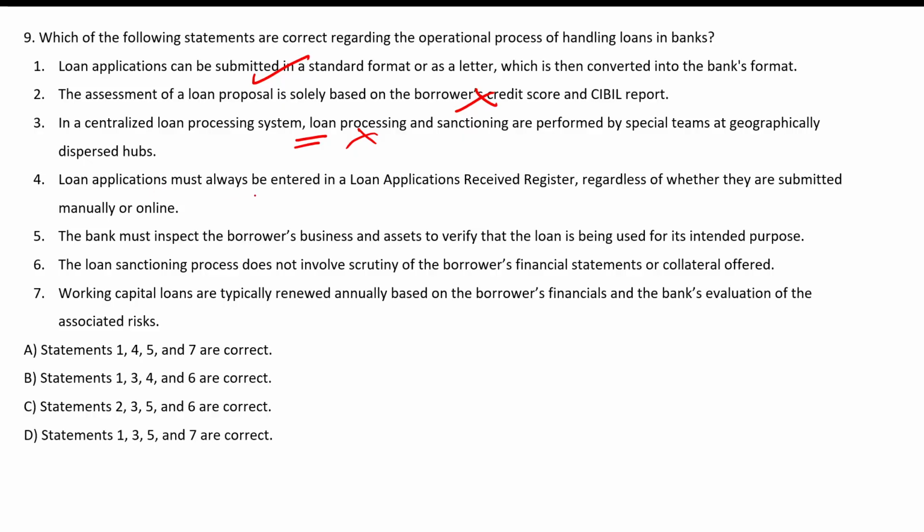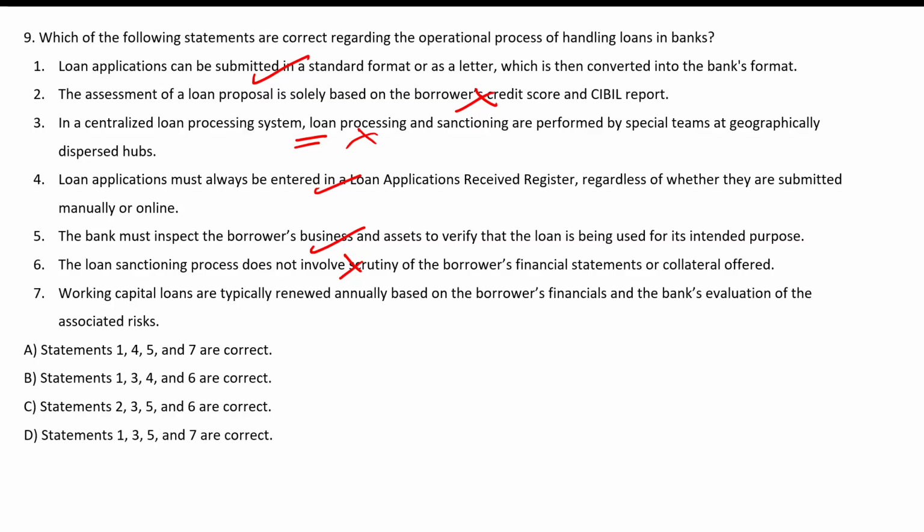Loan application must always be entered into loan application received register regardless of whether they are submitted manually or online. So yes, this is correct. Bank must inspect the borrower's business and assets to verify that the loan is being used for its intended purpose. This is correct. Loan sanctioning process does not involve scrutiny of the borrower's financial statement or collateral offered. So it does involve the scrutiny. So this is not correct.